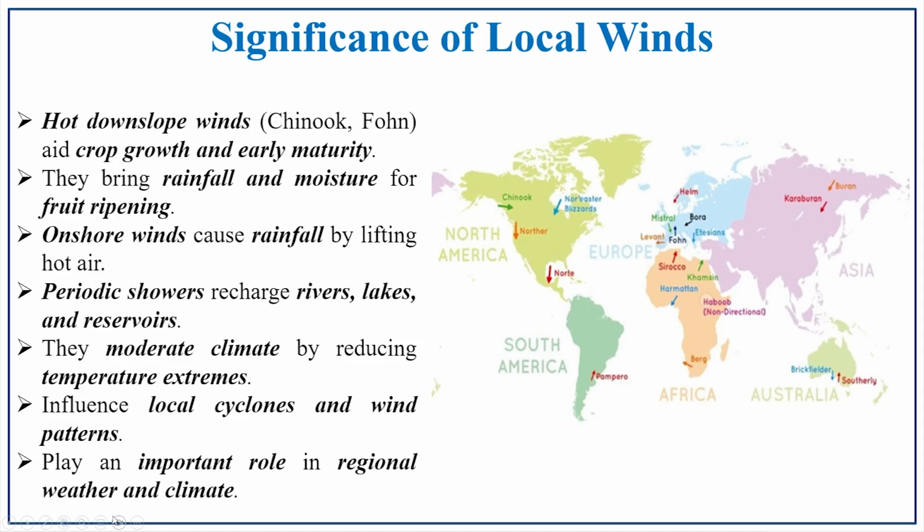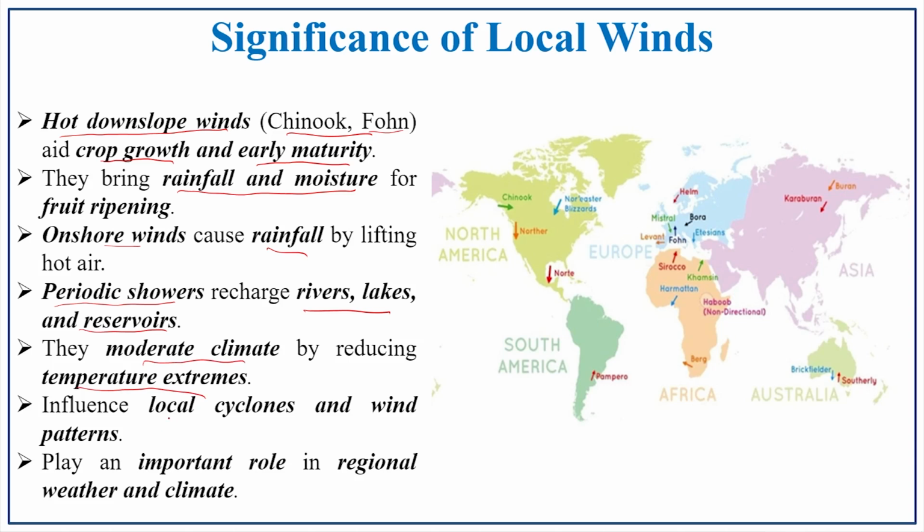What is the significance of these local winds? Hot downslope winds, that is Chinook and Fawn, help crop growth and early maturity. They bring rainfall and moisture for the ripening of fruits. Onshore winds cause rainfall, which helps in the uplifting of air. Periodic showers recharge local water bodies such as rivers, lakes and reservoirs. Due to this, the water bodies are recharged by local winds. They moderate the climate by reducing temperature extremes, smoothing the effect on that particular locality if conditions are adverse.